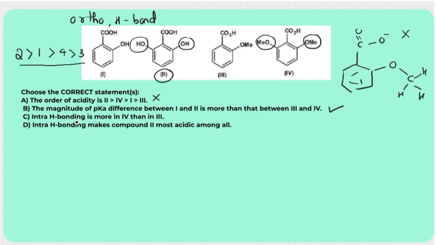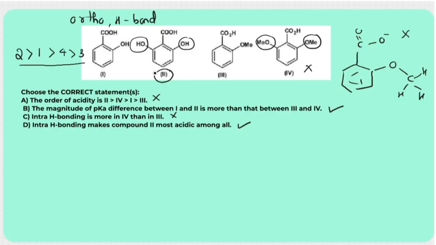Now, let's check for the third statement. Intramolecular hydrogen bonding is more in 4 than in 3. Is that true? No, because there is no hydrogen bonding here. So this is a wrong statement. So let's check for the last. Intramolecular hydrogen bonding makes compound second the most acidic among all. So this is a correct statement. This is what we have seen, the intramolecular hydrogen bonding and how it makes the resorcylic acid the most acidic in nature.